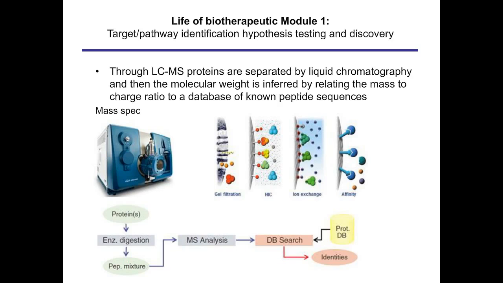So getting back to mass spectrometry, typically a protein is digested and the peptide mixture is put into a mass spectrometer, and the mass-to-charge ratio is examined and then referenced against a database in order to identify abundances of proteins or changes in abundances of proteins and modification states in the context of cellular biology.